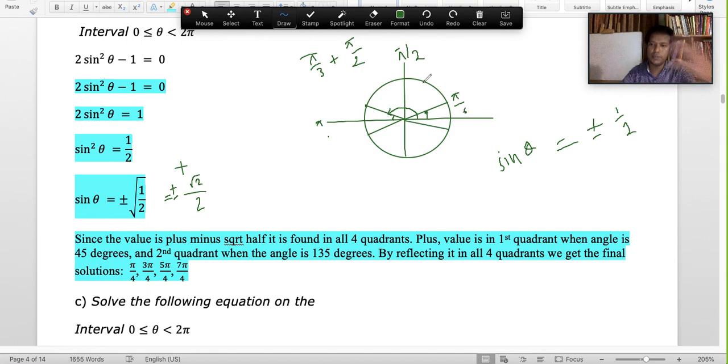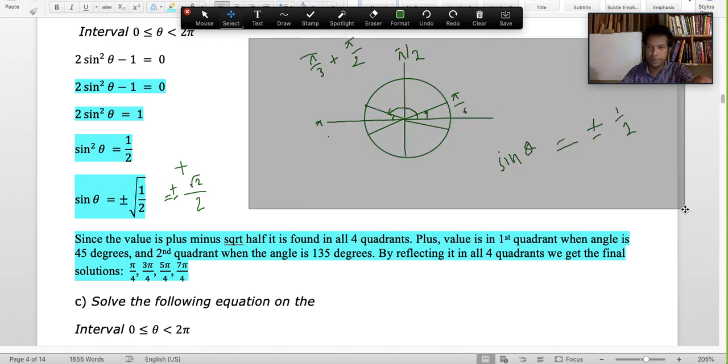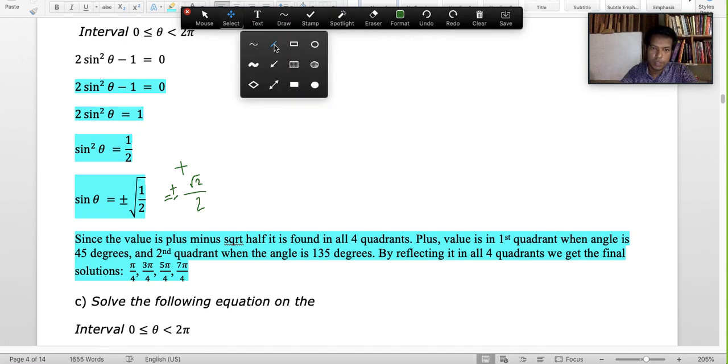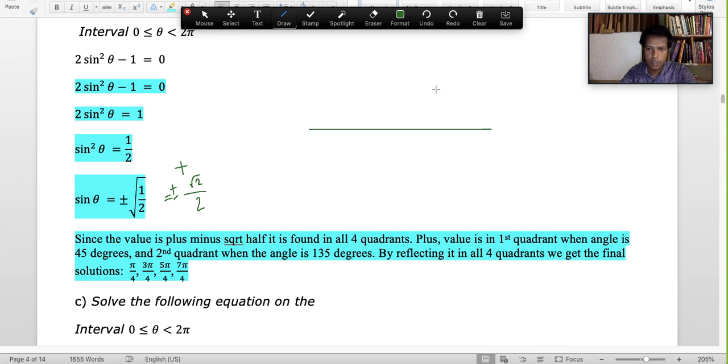But in this case, we have a different thing. We have the square root of half. The square root of half means root 2 by 2 or 1 by root 2. Let me show you that. So this is the box. This is the coordinate axis.